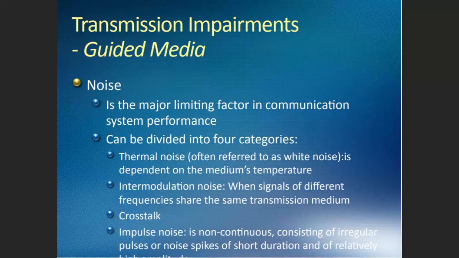Intermodulation noise occurs when signals of different frequencies share the same transmission medium. This is intermodulation. The signal is jumping from this wire to this wire. It decided to jump from one wire to the other wire. Crosstalk, we'll talk about crosstalk. And then we have impulse noise. This is non-continuous, consisting of irregular pulses or noise spikes.